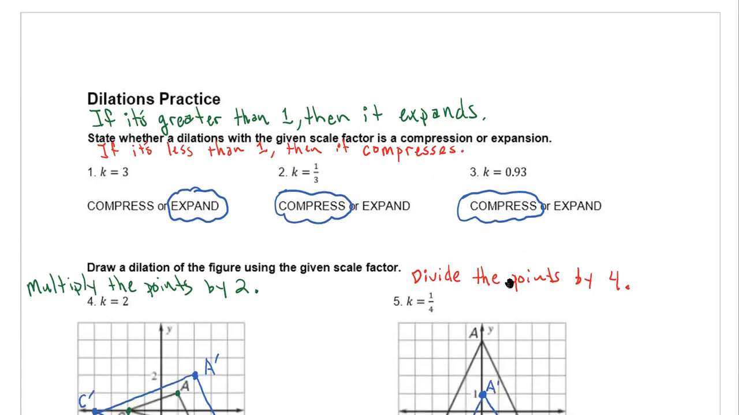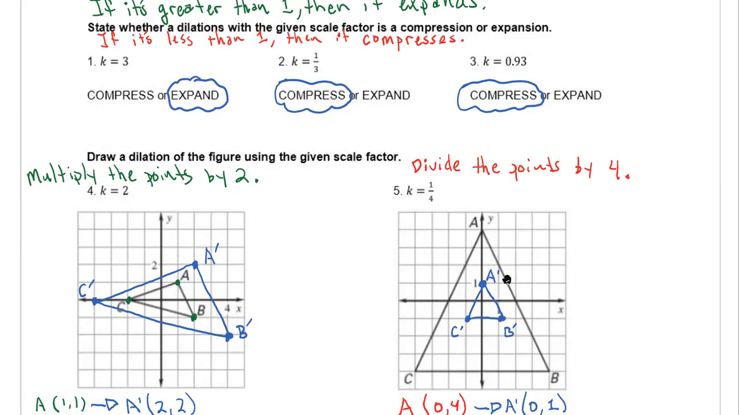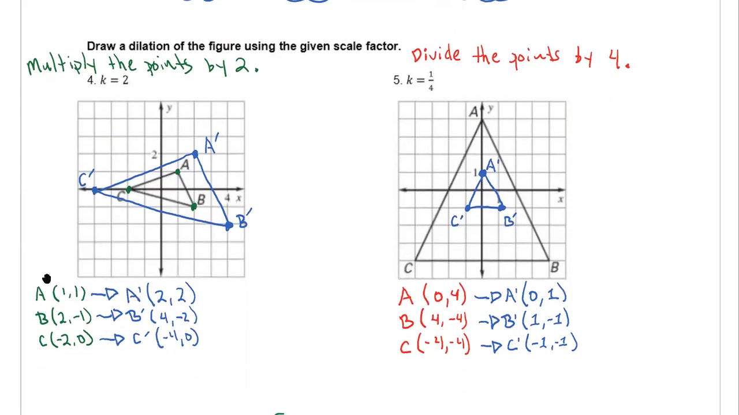Now, the best way to do this is to plot out your original points, and then right here where it says k equals 2, you just multiply everything times 2. So 1 times 2 is 2, 1 times 2 is 2, 2 times 2 is 4, negative 1 times 2 is negative 2, negative 2 times 2 is negative 4, 0 times 2 is still 0. Negatives times negatives become positives, and in divisions, negative divided by a negative is positive.